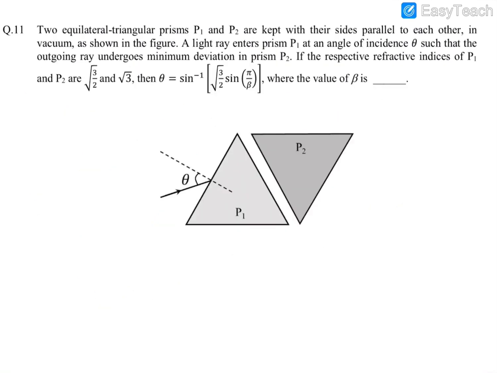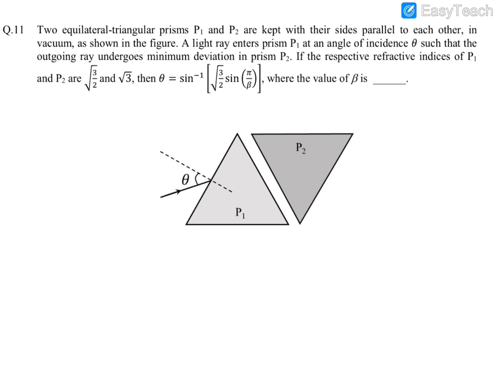In this question, you can see that there are two equilateral triangular prisms P1 and P2, and they are kept in such a way that their sides are parallel to each other. They are kept in vacuum, and a light ray enters prism P1 at an angle of incidence theta, and it goes in the condition of minimum deviation through prism P2. The refractive indices of these two prisms are root 3 by 2 and root 3, and theta is equal to sin inverse of root 3 by 2 sin pi by beta. We have to find out the value of beta.